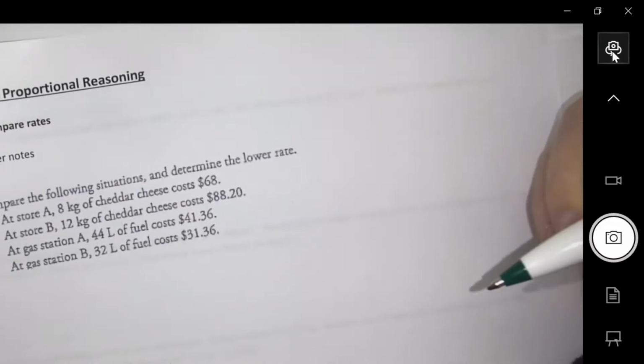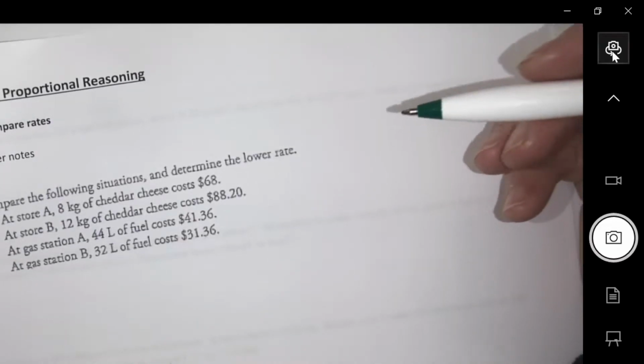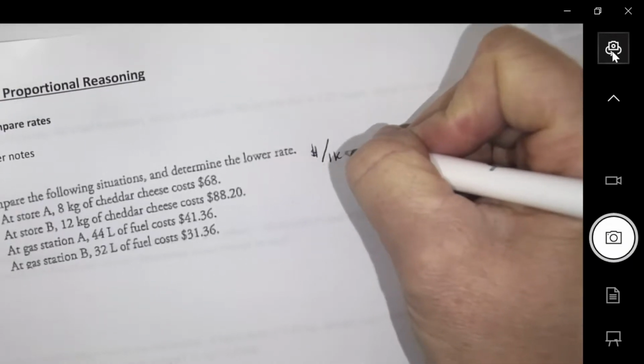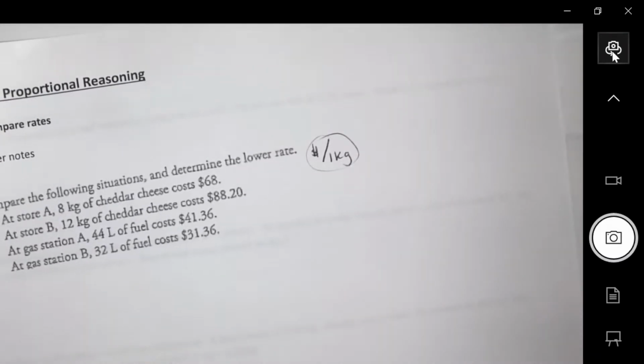Would it make sense that eventually I would like to know how many dollars per 1 kilogram? Would that make sense in a store? If you think about it the other way, it seems silly: how many kilograms per dollar? We don't usually talk like that in a store. We'll say how much it costs per one.